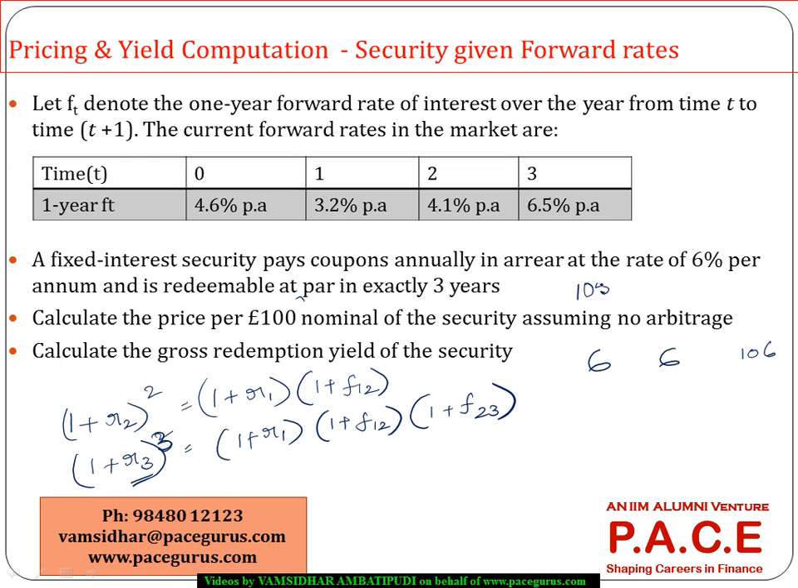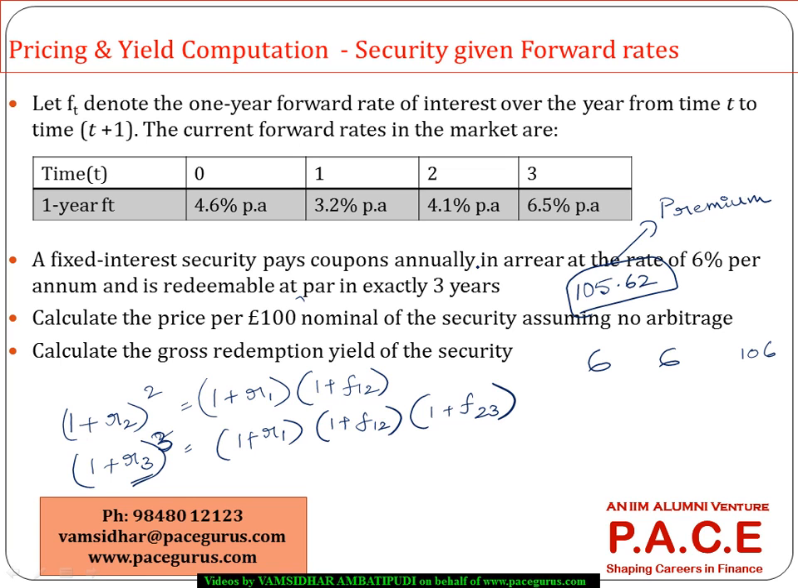So this bond is being sold at a premium because the face value is 100 and the price associated with this bond is 105.62. That is how, if the forward rates are present, I will convert those forward rates into the spot rates and then use those spot rates for discounting the coupons and the principal repayment at the end of each period.